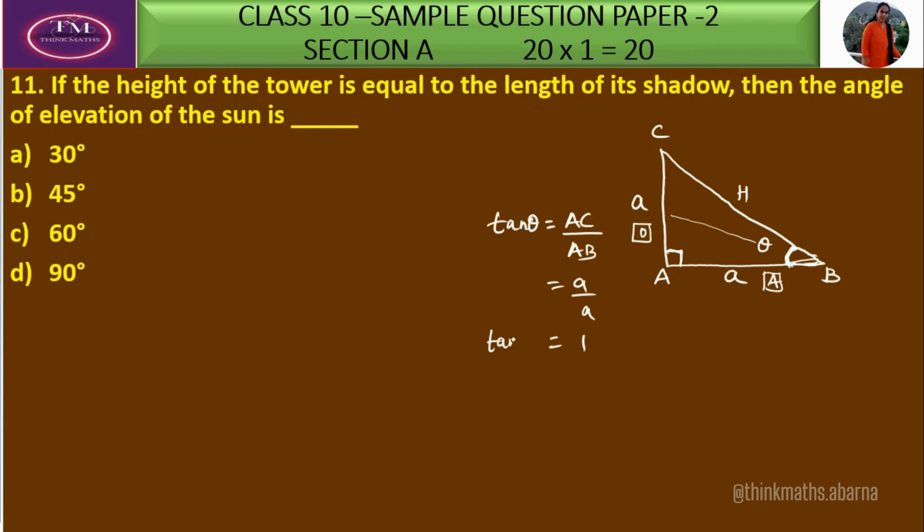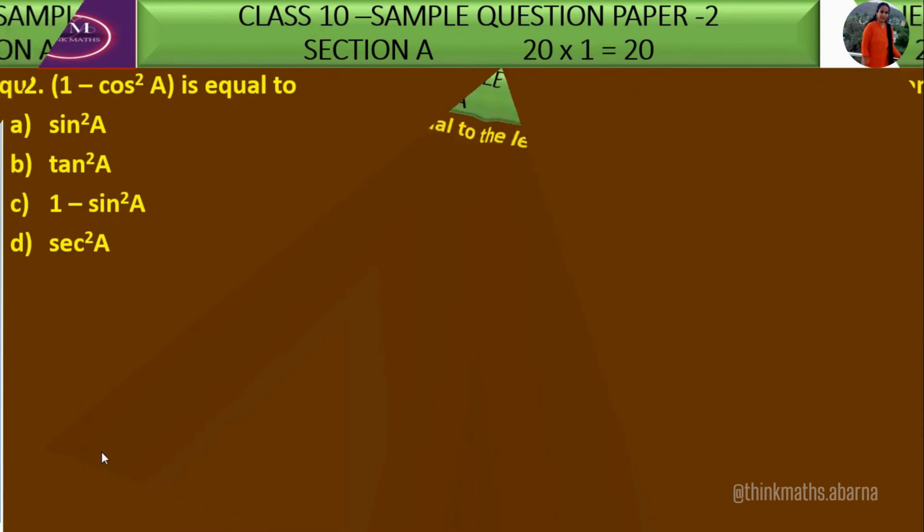So for which value of theta, tan theta is 1? It is 45 degree. For theta is equal to 45 degree, we have tan 45 is equal to 1. So theta is equal to 45 degree. Okay. So option B is our right choice. So the solution is B 45 degree. Okay, children. So moving on to the 12th question.